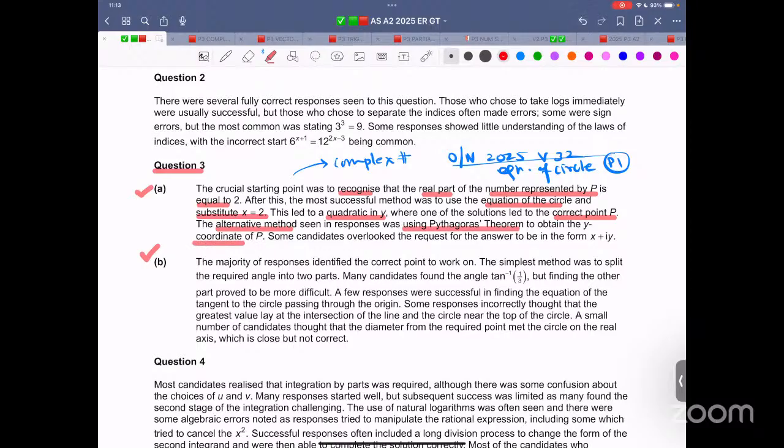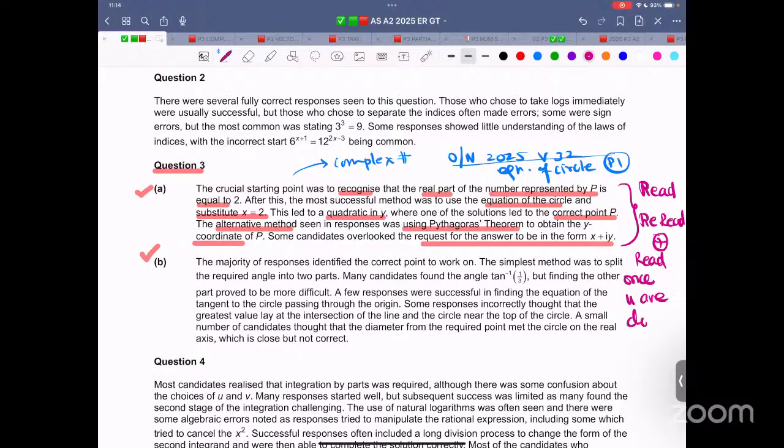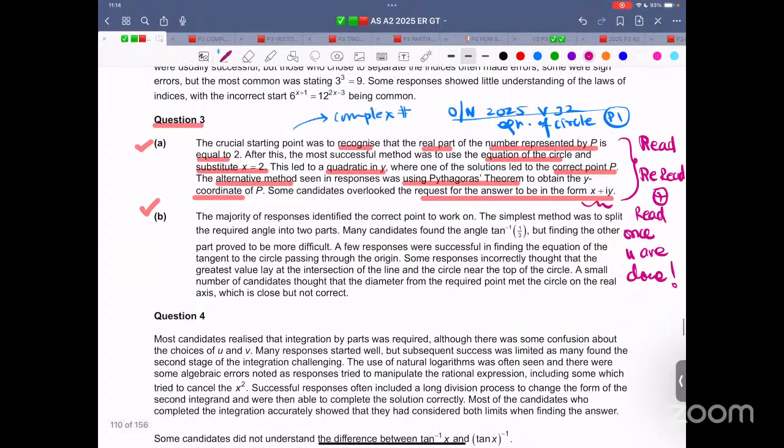Some candidates overlook the request for the answer to be in the form x plus iy. So now over here, let me re-emphasize this. Read the question, reread, and read it once you are done with the question so that you know exactly what they are asking.